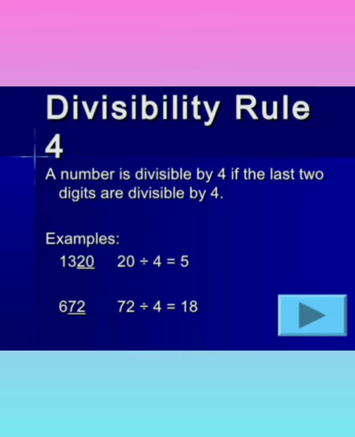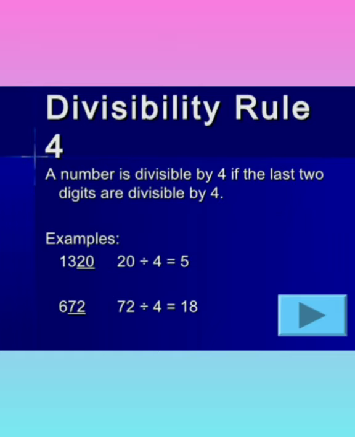The next one is the divisibility rule by 4. A number is divisible by 4 if the last two digits are divisible by 4. If the last two digits of a number are divisible by 4, the whole number will be divisible by 4. Clear? For the first example, see 1320. The last two digits are 20 only.